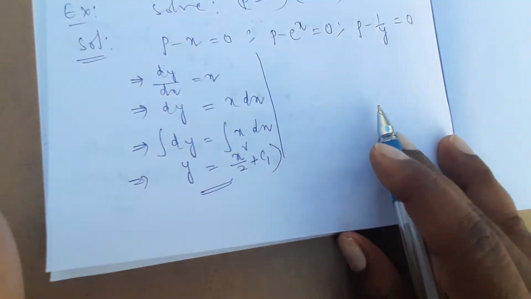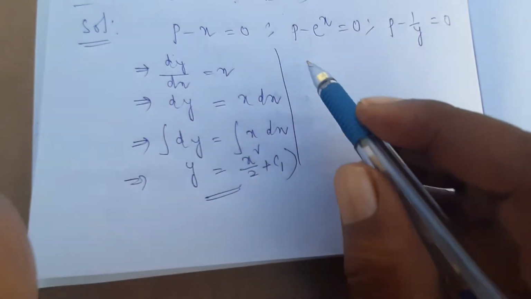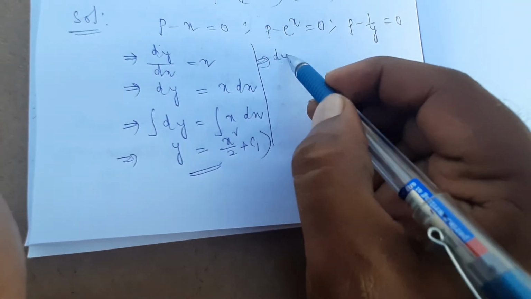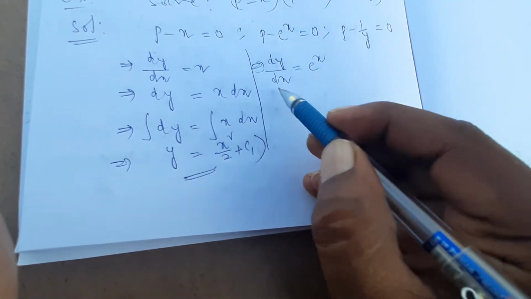Now the second value: p minus e power x is equal to 0. What is the p value here? Nothing but dy by dx. So dy by dx is equal to e power x.